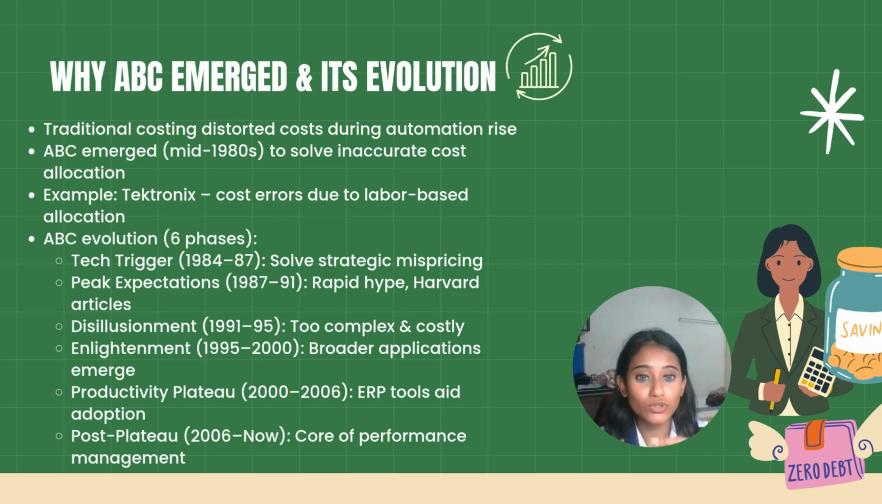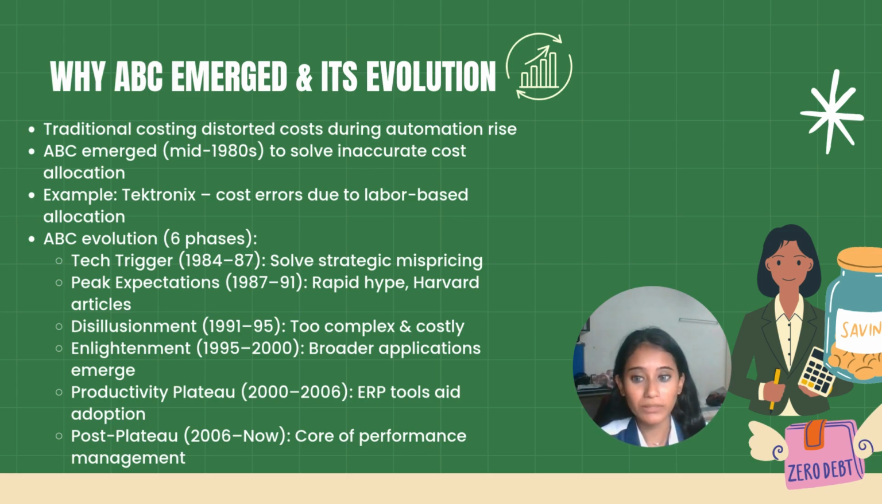Software tools emerged. Then we go to the third phase, which is the trough of disillusionment, 1991 to 1995, where companies found ABC complex and expensive to do. Then the fourth, slope of enlightenment, 1995 to 2000, where ABC matured into a broader tool used for areas like customer and logistics costing.